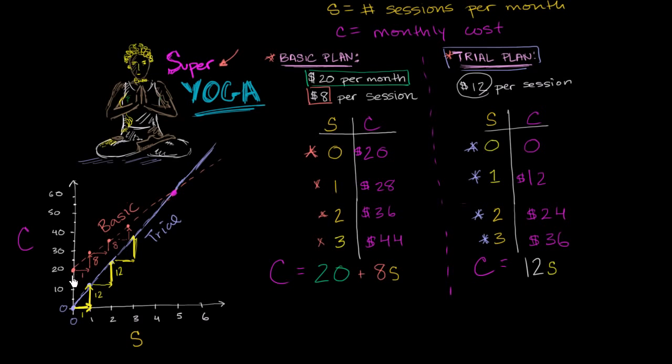On the basic plan, we did have an upfront cost of $20, but the line was less steep. We had to pay less per extra session. Here, when we added a session, we only had to add $8 to our total fees. Add another session, you only have to add $8. So the orange line starts at a higher point, but it's less steep. And we see because of that, they clearly intersect.